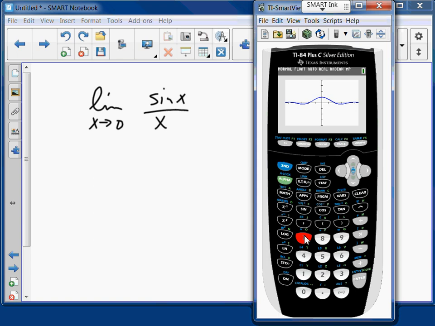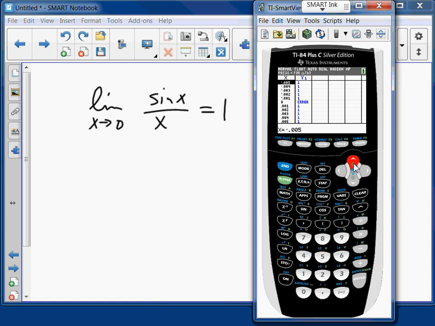If we set up a table, start at 0, and go through 0.001. Table. We get an error at 0. But what's the limit as x approaches 0? 1. That equals 1. There we go. You need to memorize this limit.